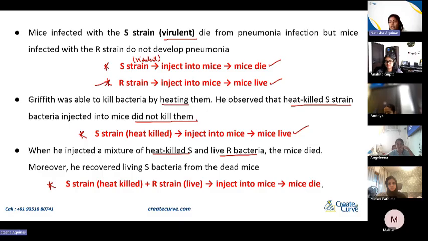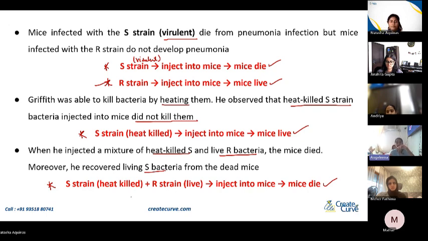But the mice died. Once the mice died, he was also able to recover the S strain bacteria from the dead mice. So what do you think would have happened here? The mice should have lived ideally, but they die. What do you think would have happened over here? Any idea? Angelina, what do you think?